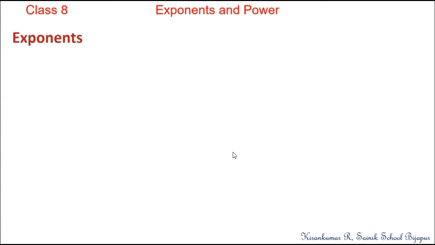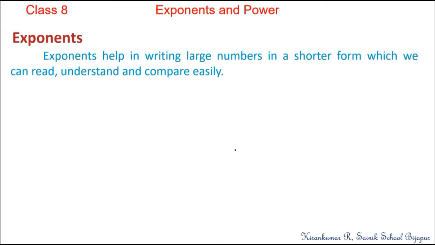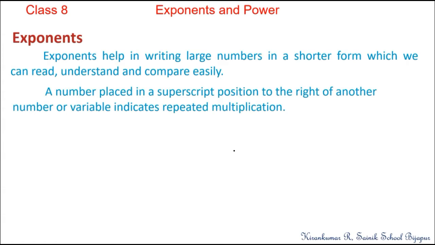Exponents help in writing large numbers in a shorter form which can be read, understood, and compared easily. A number placed in a superscript position to the right of another number or a variable indicates repeated multiplication. Very large numbers are difficult to read, understand and compare, and this can be made easy by writing them using exponents.